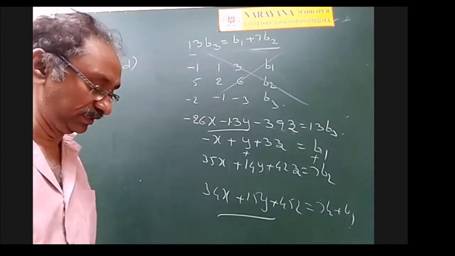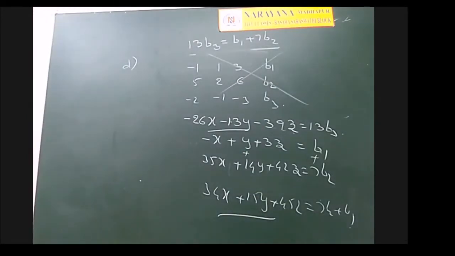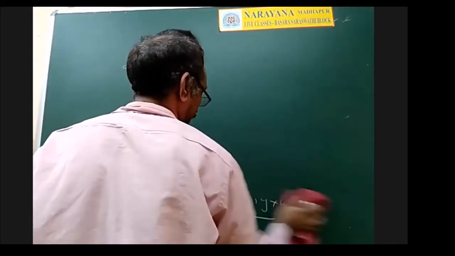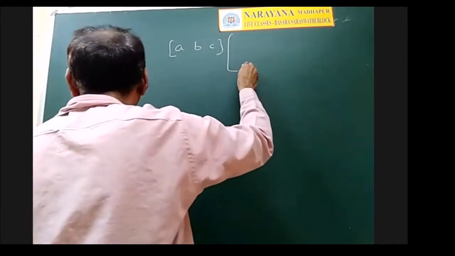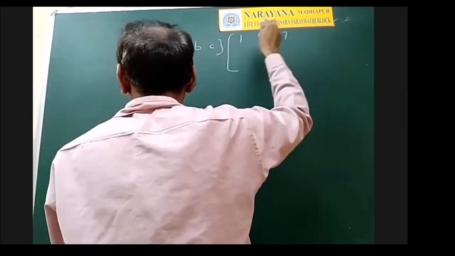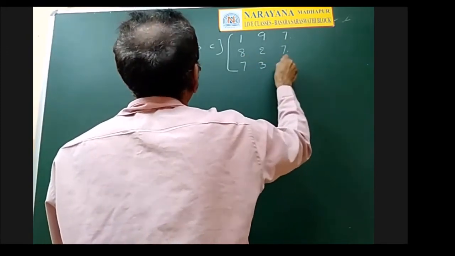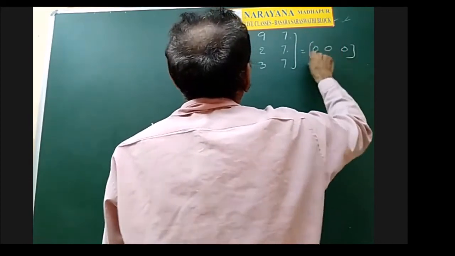Right, students, in the next page, see page number 274, passage 1. So A, B, C are three numbers. 197, 827, 737 is equal to 000.